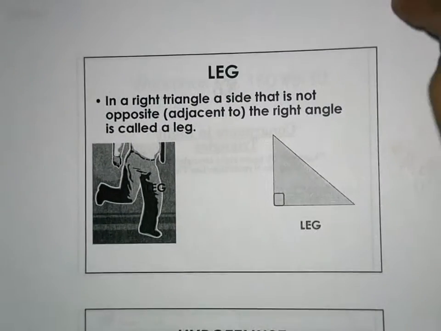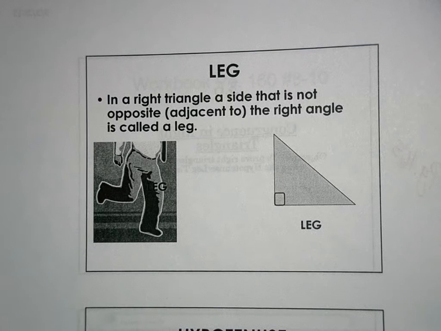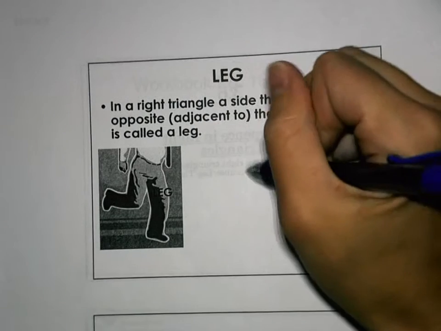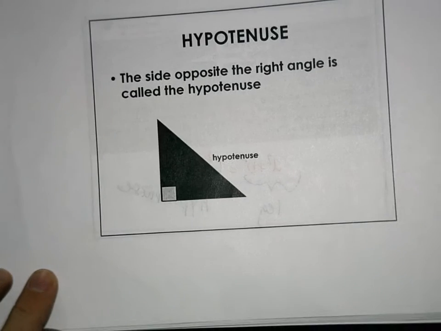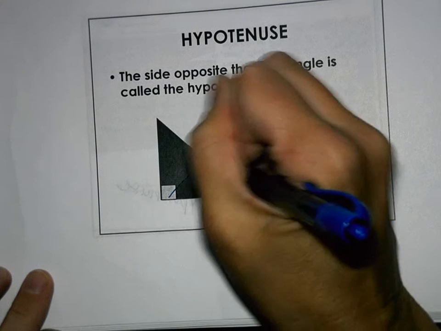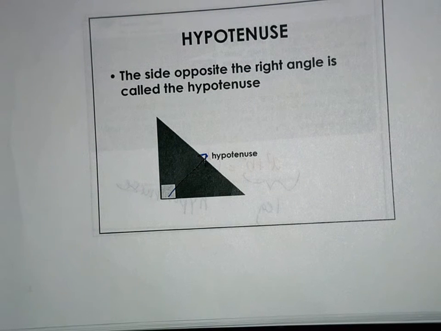So this is just a reminder, and I'm hoping you guys remember this, but in a right triangle, a side that is not opposite the right angle is called a leg. So remember, just like you have two legs, a right triangle has two legs, okay? Your hypotenuse is always the side opposite the right angle, okay? Are we all good with that? Yes? Okay.